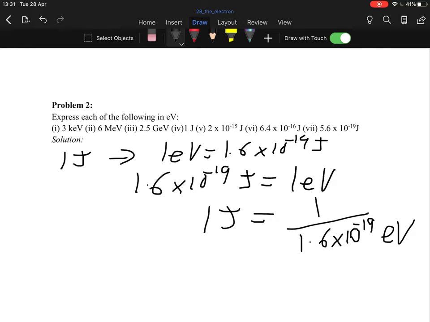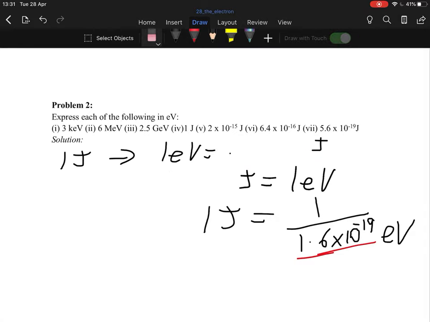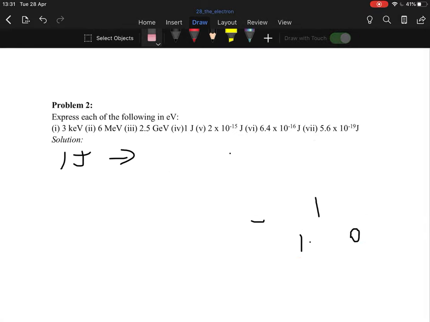Electron volts, eV. There you go. So 1 electron volt is 1.6 by 10 to the minus 19 joules. So 1 joule is 1 divided by 1.6 by 10 to the minus 19. So when you need to go from joules to electron volts, divide by the charge of an electron, which is what we did here. And when you're going from electron volts to joules, you just simply multiply by 1.6 by 10 to the minus 19. That's it. That's all you do.